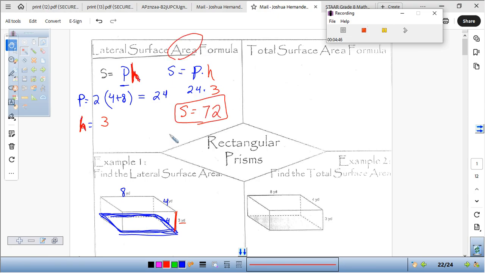This is going to be 72, what are these, yards? Yards squared. I'm going to tell you, area is always going to be squared. Okay, now let's look at the total surface area. In this situation, the formula is a lot alike. S is equal to Ph.